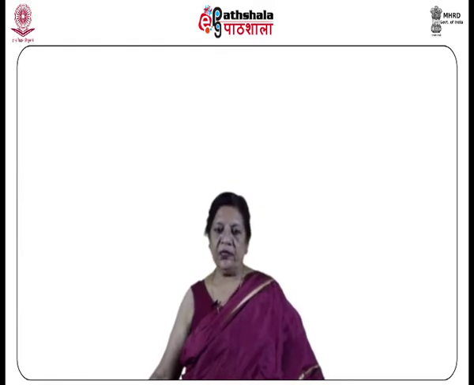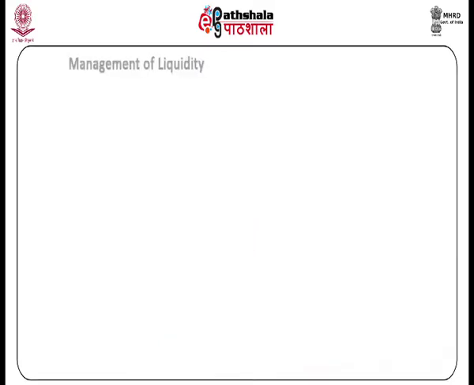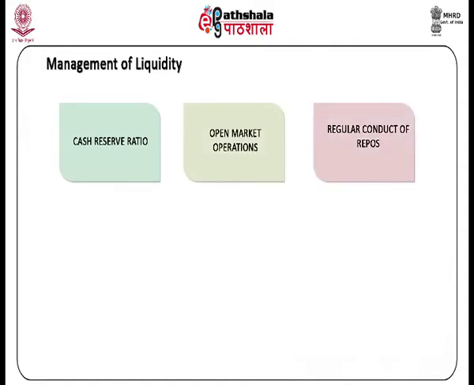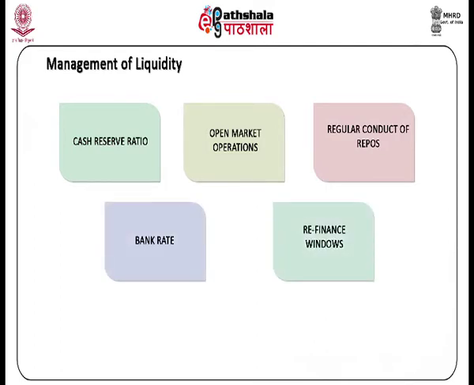It must be noted that the announcement impact of bank rate changes has been pronounced on the prime lending rates of commercial banks. RBI can manage liquidity through cash reserve ratio, open market operations in the short term, conduct of repos on a regular basis, bank rate, refinance windows. Until recently, the RBI provided two types of refinance facilities to banks: export credit refinance and general refinance.